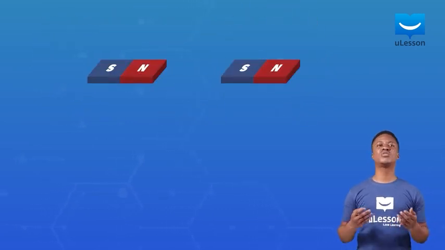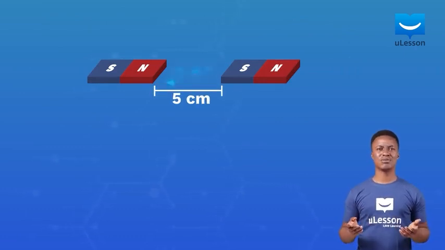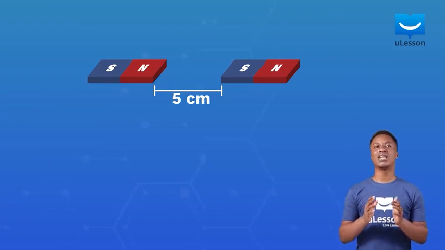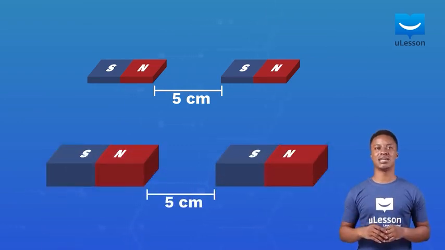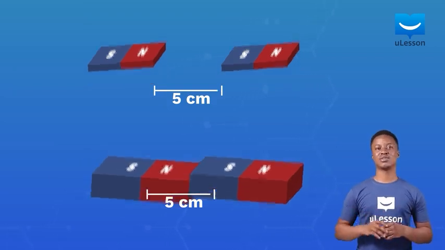Let's assume that we have 2 very small magnets, 5 cm apart. Do we expect them to attract? Of course not. Now, what if we place these 2 large magnets at that same distance? Definitely, there will be an attraction. Let's see how this can be likened to the atom.